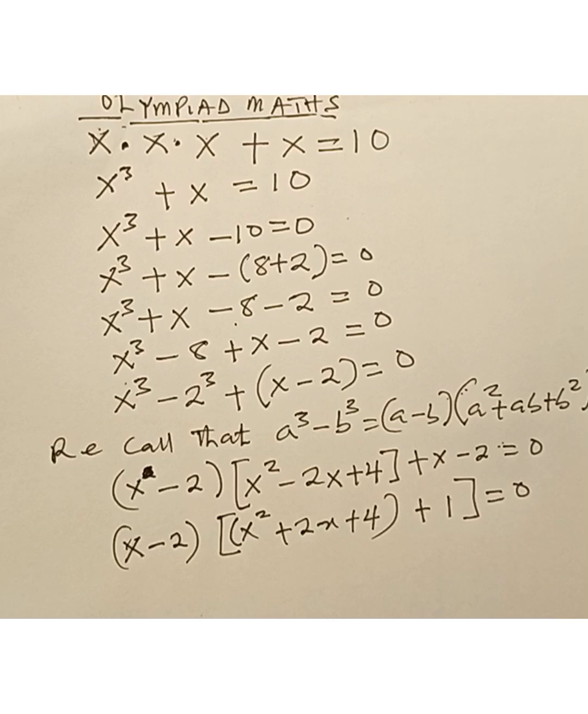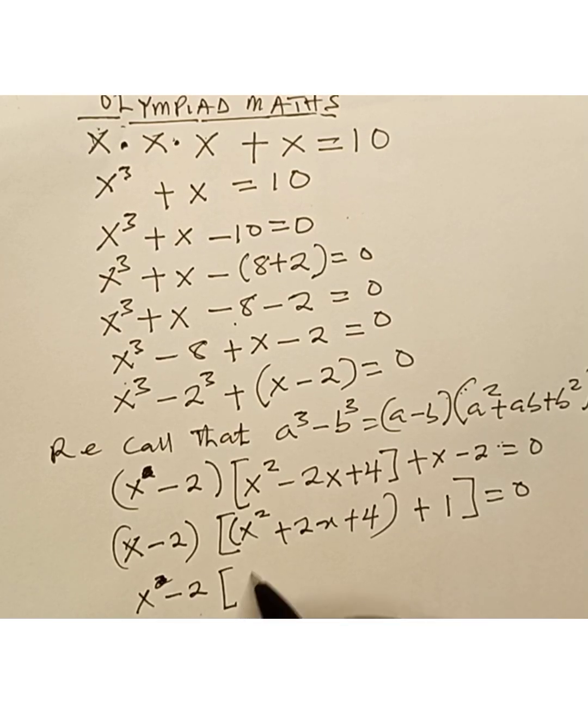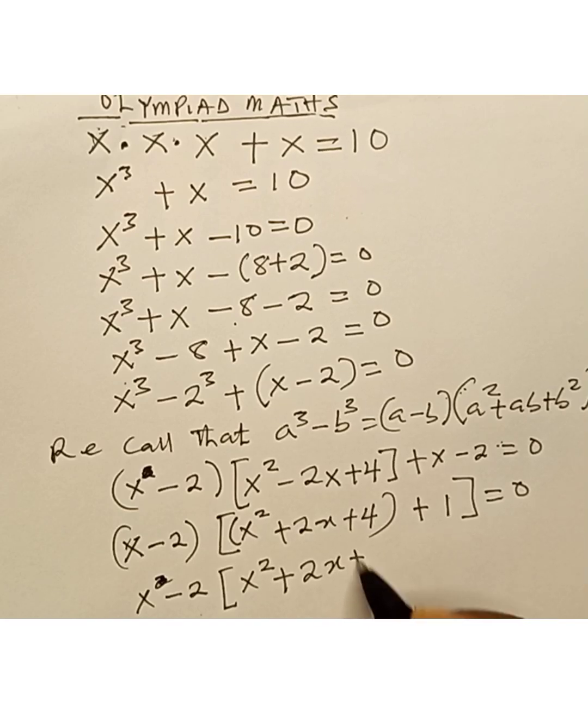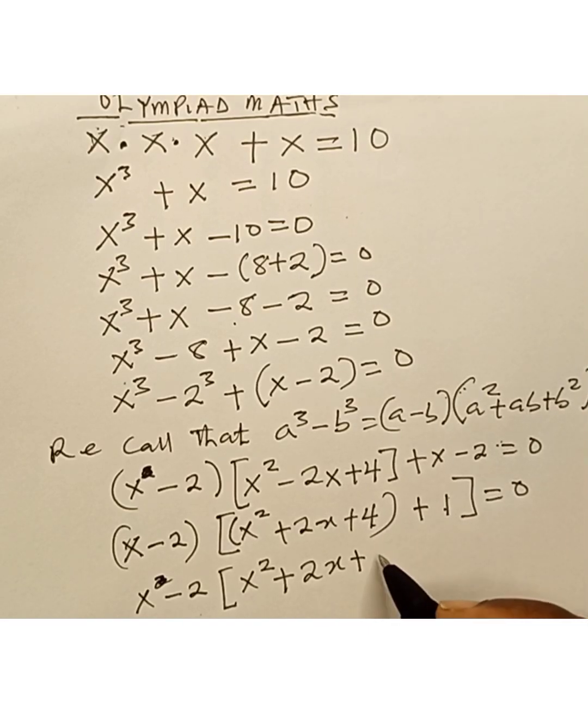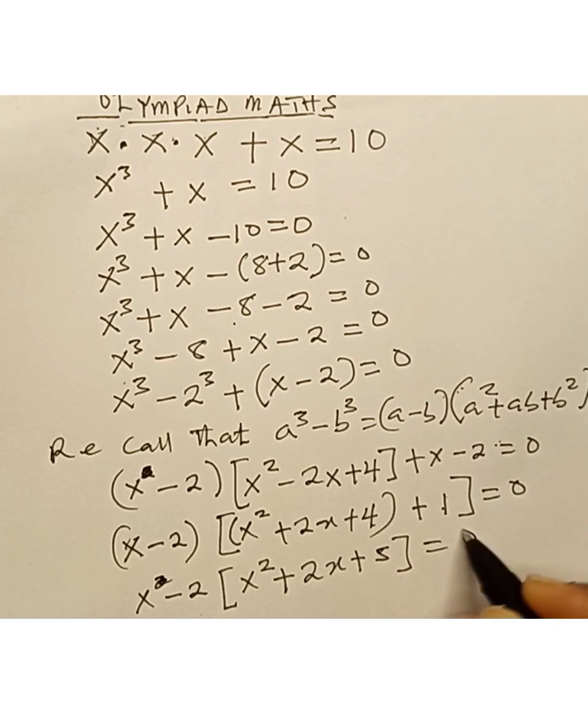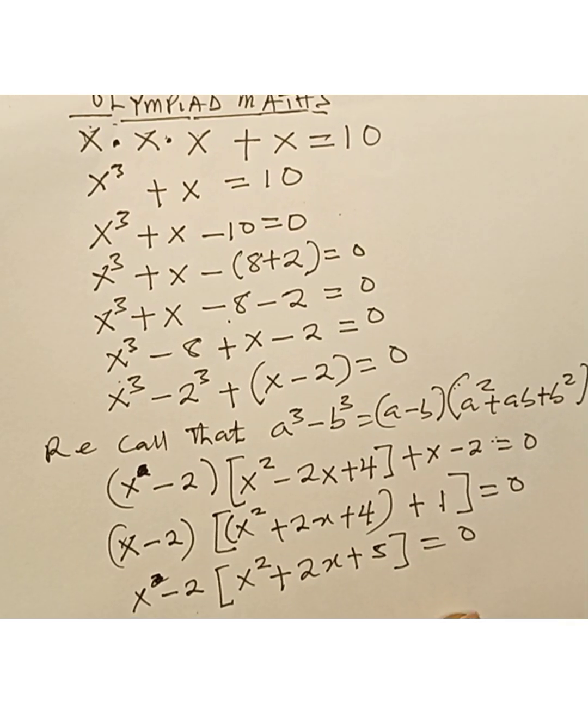So having this, we can write this as X minus 2 into X square plus 2X plus 4 plus 1 is 5, equals to 0. That's what we have.